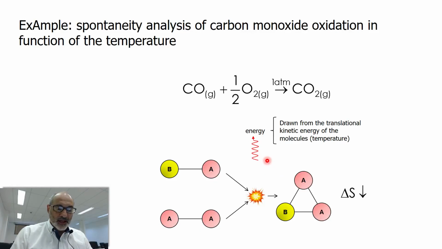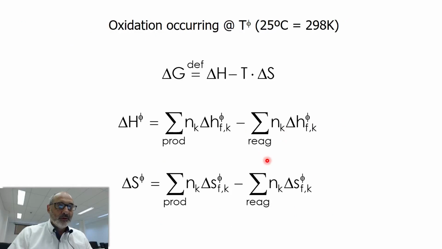So this is the case where the process may or may not be spontaneous depending on the temperature. Let's see how it works. So we have our definition. This reaction is taking place at 25 degrees, T5, okay? And we have our definition of delta G. Okay, so applying the first law of thermodynamics to this system.